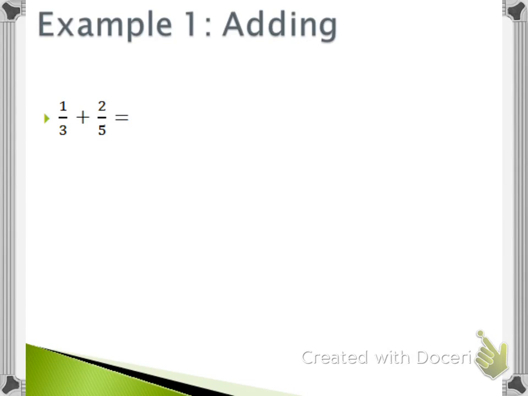For our first example, we're going to take a look at an addition problem. And this problem is 1/3 plus 2/5. And the first thing that you guys should notice is the denominators here are different. So we're going to have to find a common denominator before we can add them. So our first step is to find that common denominator.